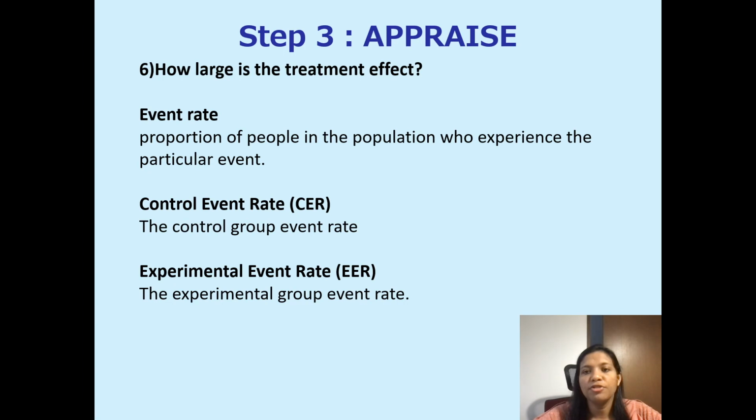Then we have to assess how large the treatment effect is. Before that, we need to understand these concepts: the event rate, control event rate, and the experimental event rate. So, event rate is the proportion of people in the population who experienced a particular event. The control event rate is the event rate in the control group, and the experimental event rate is the event rate in the experimental group.